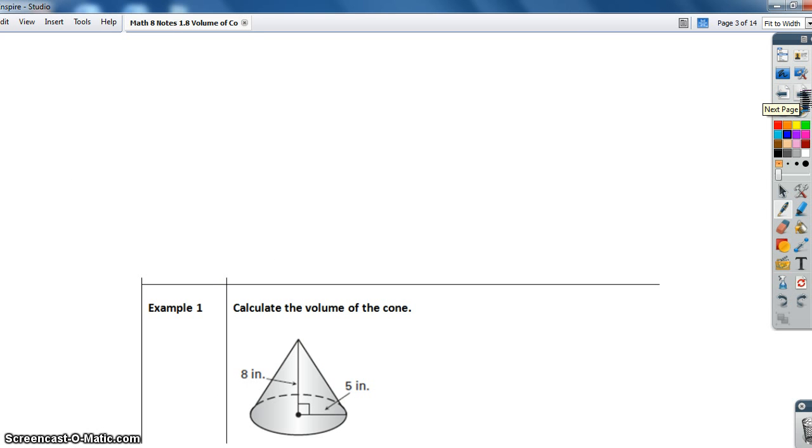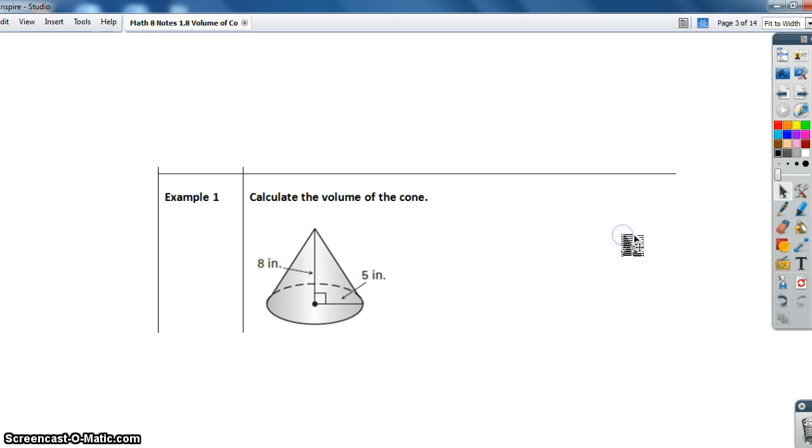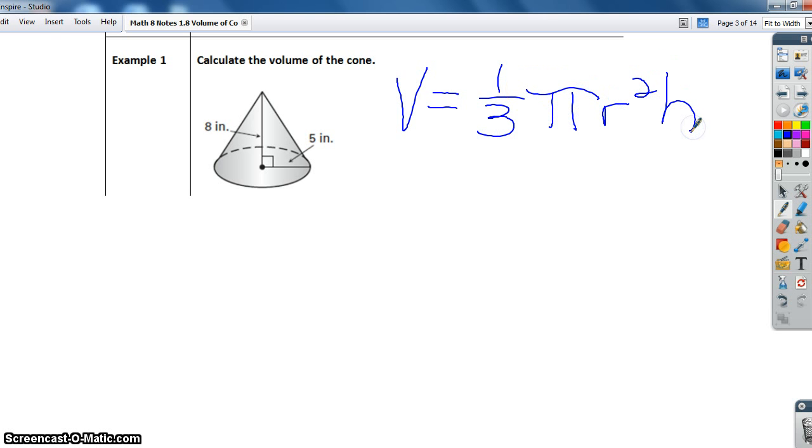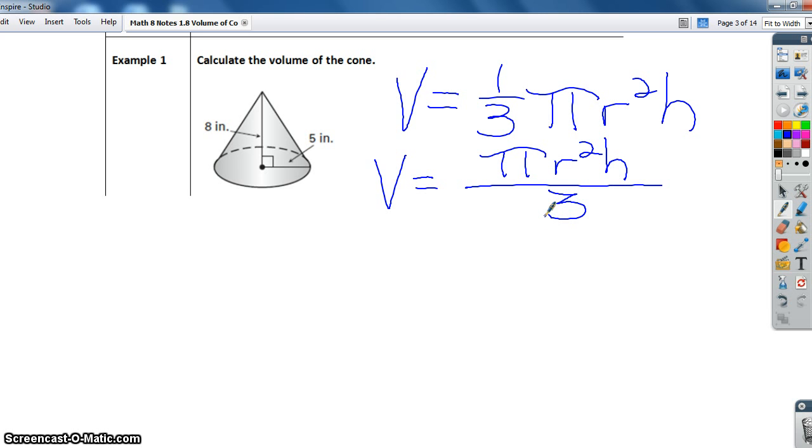Next page. Example number 1. Calculate the volume of the cone. Which one do you want to use? Do you want to multiply by 1/3 or divide by 3? Multiply by 1/3. Volume equals 1/3 pi r squared h. Or volume equals pi r squared h divided by 3 for those that want to do the division. You choose.